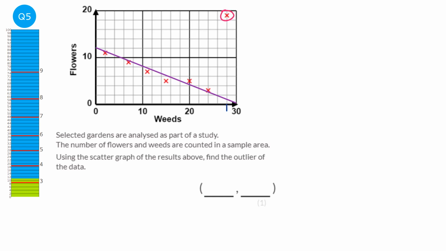So we know that these are going up in 2s. So this will be 28. So the x coordinate will be 28. And this will be 19. So our coordinate will be 28, 19 for our outlier.